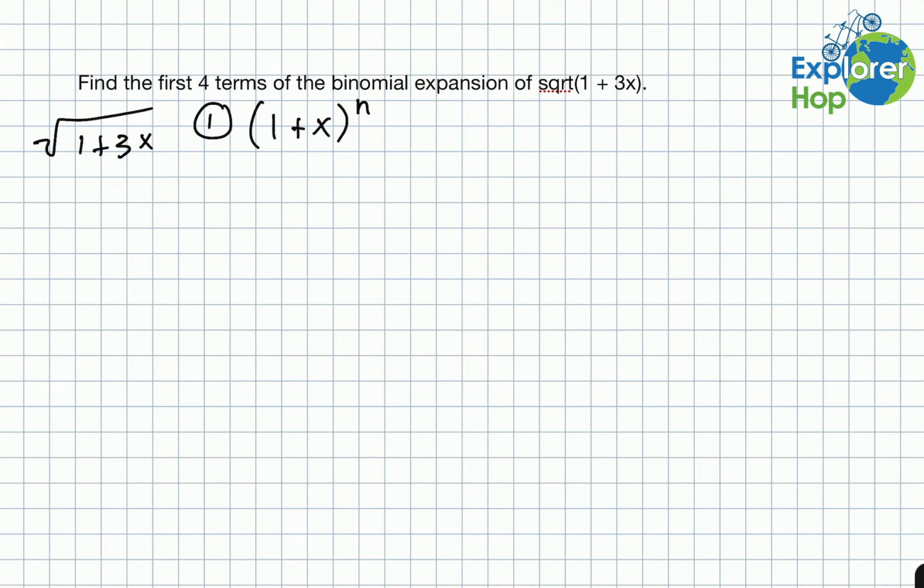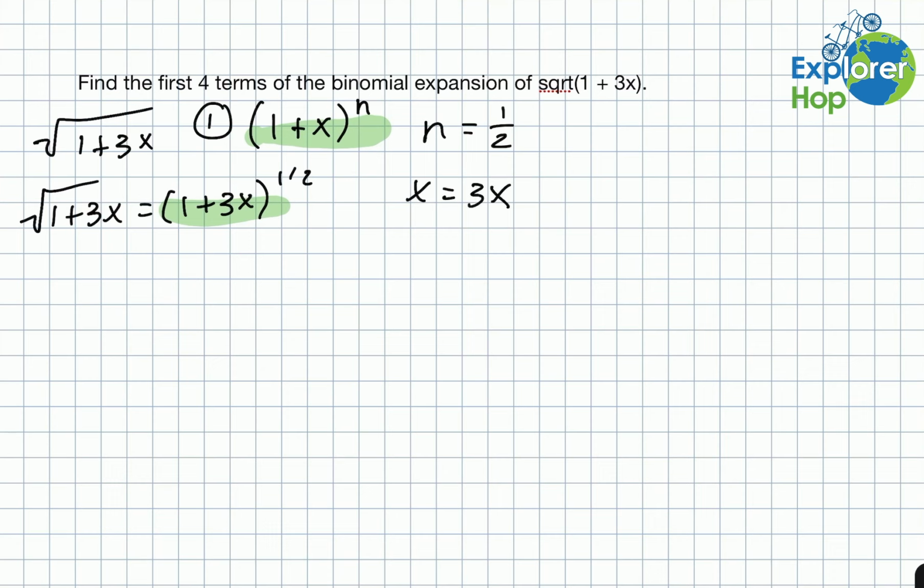And because of our exponent laws, we know that the square root of 1 plus 3x is equivalent to (1 + 3x)^(1/2). And so now that these two are in the same format, we have our n value, which is 1/2, and our x value, which is 3x. Now we can substitute these values into our general formula to find the four terms we need.